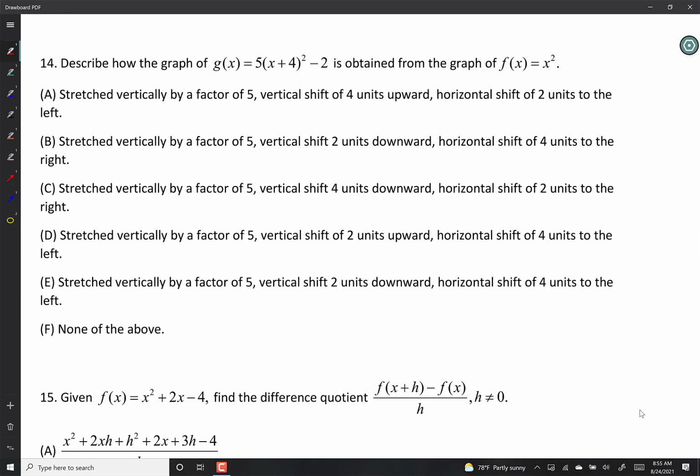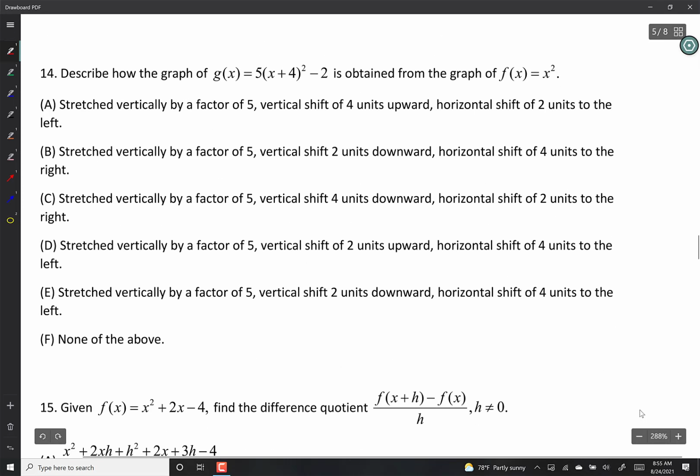Question 14. I know it's not the most exciting thing here. That x plus 4, guys, is just 4 to the left. That minus 2 is 2 down. And that 5 is a vertical stretch by 5. So we look for that.